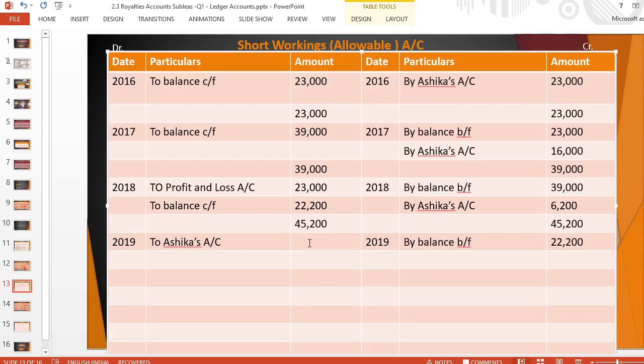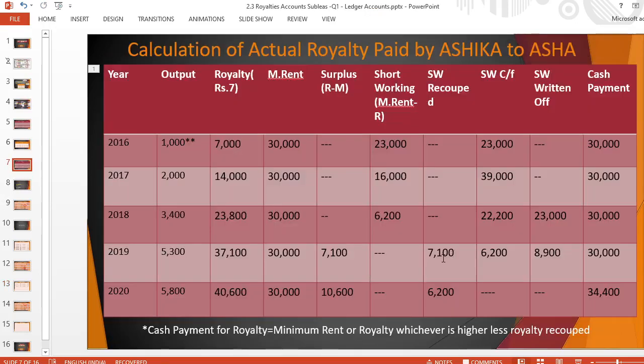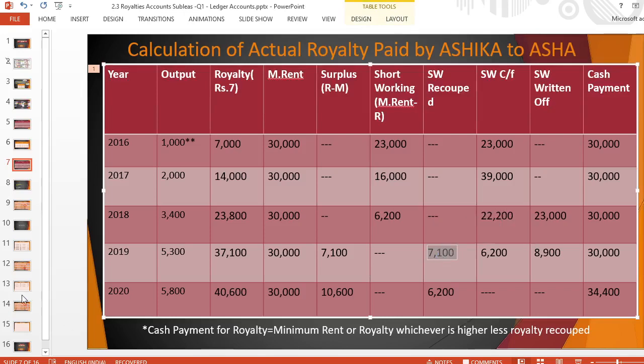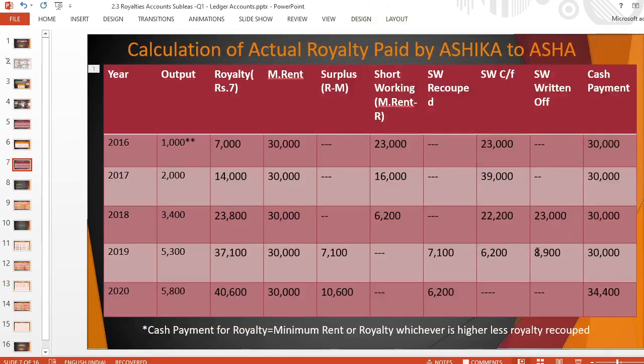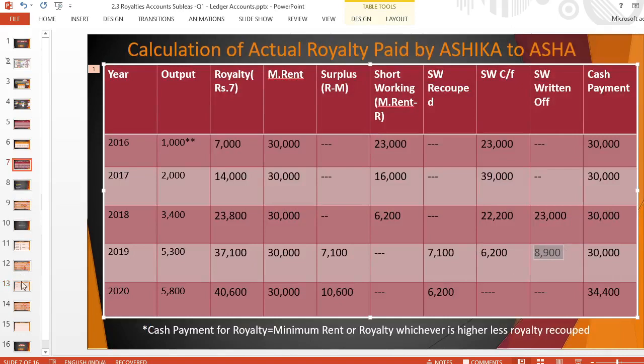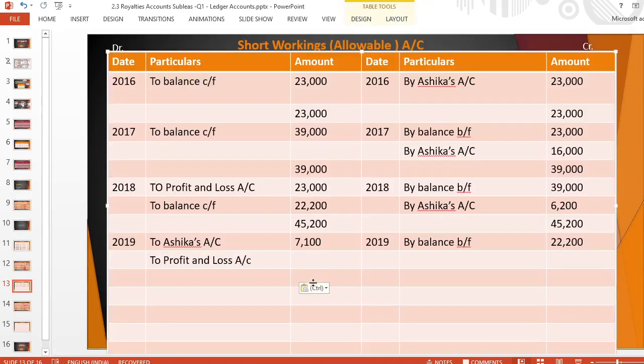Ashika's account. Here we have to recoup the amount of 7,100. So I'll record 7,100 here. And the remaining balance is written off. As far as written off, the entry is profit and loss account debit to short workings account. So here to profit and loss account. I should check the written off amount. The written off amount is 8,900. So here 8,900.